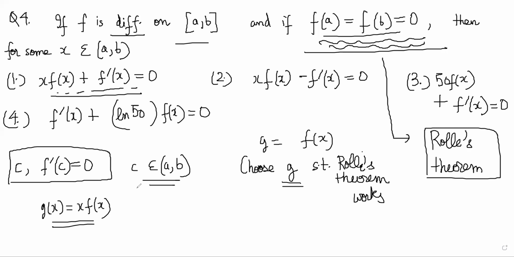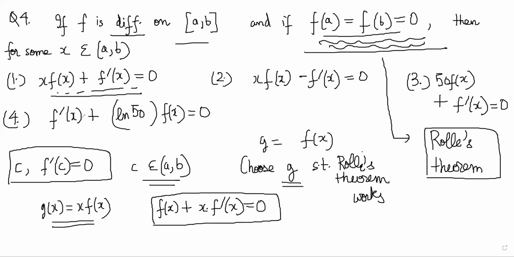So there will be an x in (a, b) such that g dash x, which will be f of x plus x into f dash x, will be 0, right? That is not exactly what we needed. It is close, but not exactly what we needed. So this is not the appropriate choice for getting these options. You have to think of what function will give me this type of a thing on differentiation, so that you can apply it.